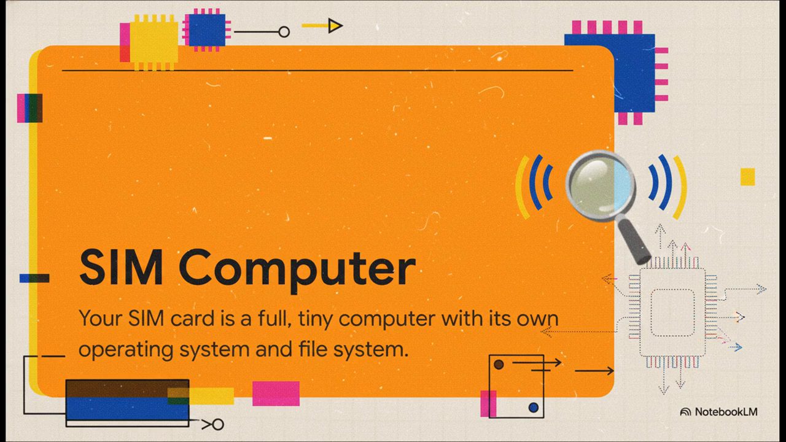That little SIM card you pop into your phone, it's not just a piece of plastic with an ID on it. Nope. It is a full-blown, tiny computer. It has its own operating system, its own file system, the whole shebang. And this little computer can actually tell the baseband processor what to do.